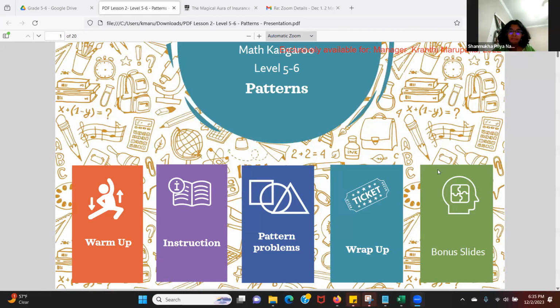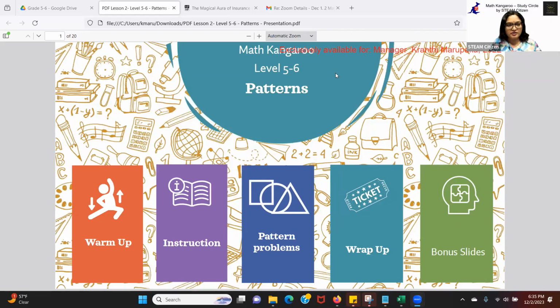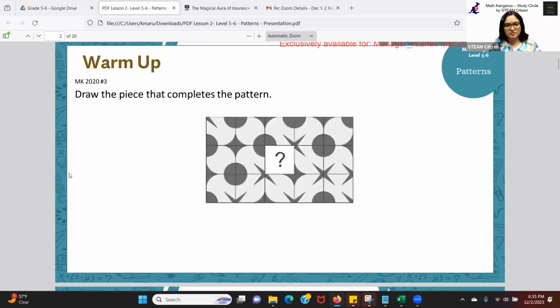So we are starting today's fifth and sixth grade Math Kangaroo Study Circle. I'm going to share my screen and we'll start solving the fifth and sixth grade lesson 2 lesson plans. You guys are able to see the screen? Yes. And you should be able to annotate on the same screen while solving some of these.